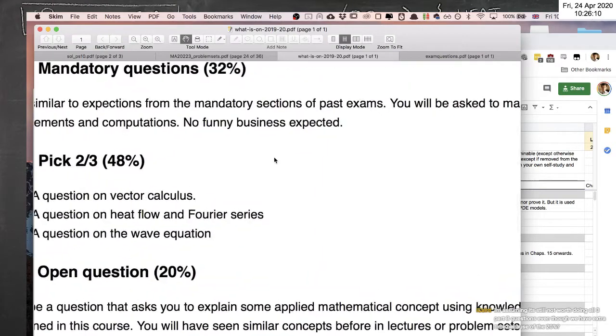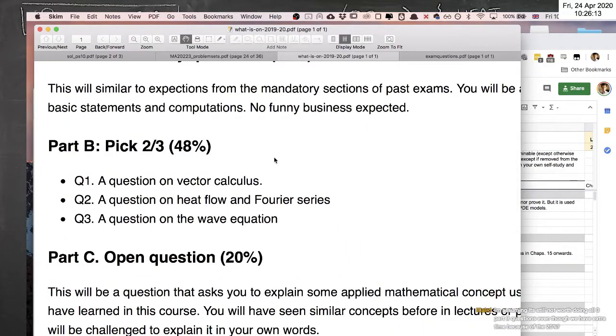Now for the part B questions, you have to pick 2 of 3 questions to do. I'll get to that question in a second. For part B, you have to pick 2 of 3 questions. So in fact, the structure that you see here, the question 1, 2, and 3, is almost precisely the same as the structure for the other 2 years of exams that I did. The first question will be purely about vector calculus. The second question will be about heat flow and Fourier series, and the third question is about the wave equation.